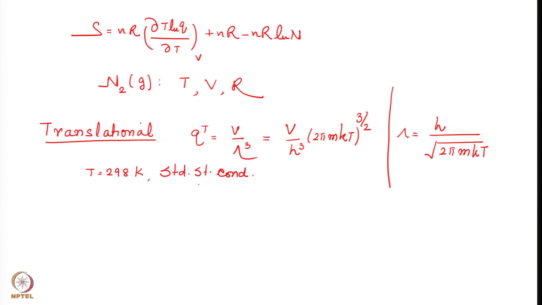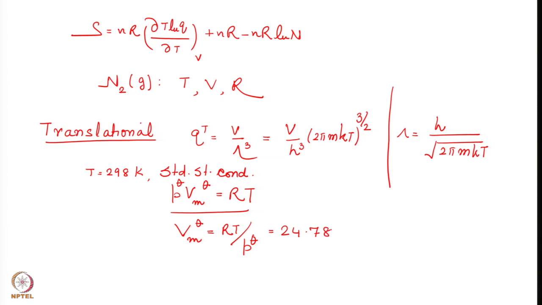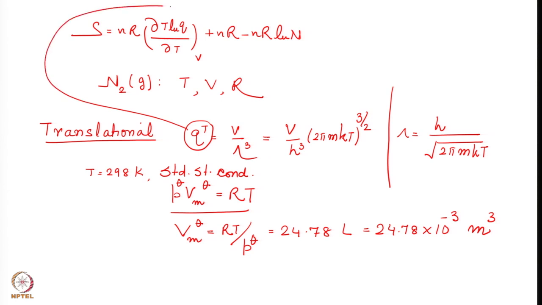I am not writing the naught, but assume that it is there. That means I can write P V_m naught is equal to RT, where P is also P naught, which is 1 bar. By using this, you can get V_m naught equal to RT by P naught. Temperature is given, pressure is given, which is 1 bar. You can convert into atmosphere and use the appropriate units. This comes out to 24.78 liter, which is equal to 24.78 into 10 to the power minus 3 meter cubed.